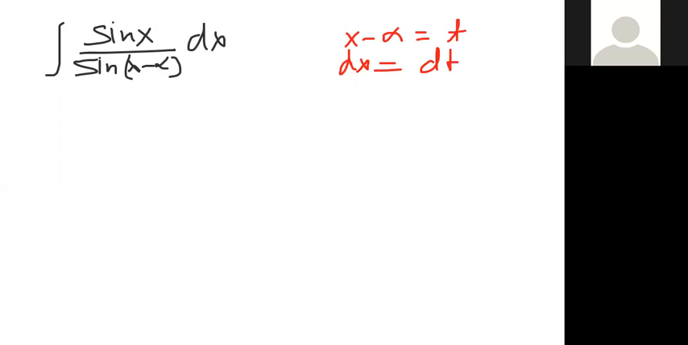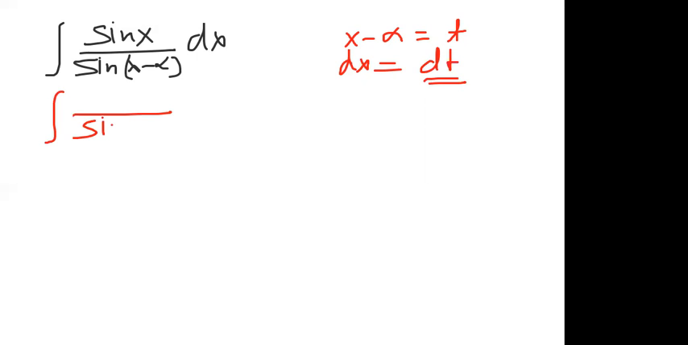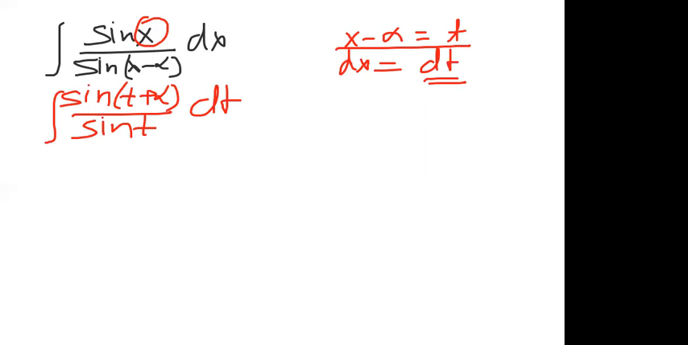Keep in mind, when we are integrating with respect to t, everything must be in t only. Denominator is sin t, dx becomes dt, and sin x is not in t, so we need to change it into t. So x can be written as t plus alpha. It will become sin(t plus alpha). Now we will be able to solve it.